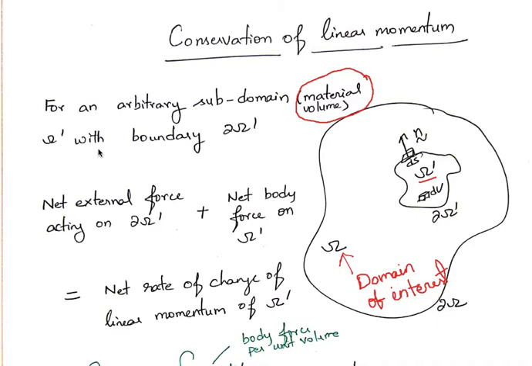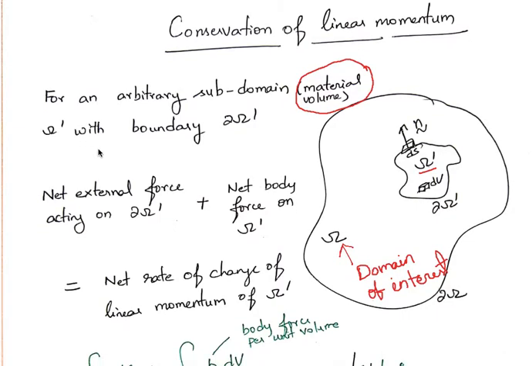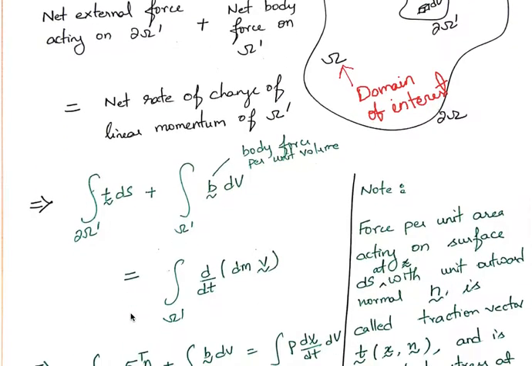Now, what does the conservation of linear momentum statement say? It says that for this material volume you are considering, net external force acting on the subdomain plus net body force would be equal to the net rate of change of linear momentum of this particular material volume. Now if I am going to come up with an integral statement for whatever I have written in words, what will I get?